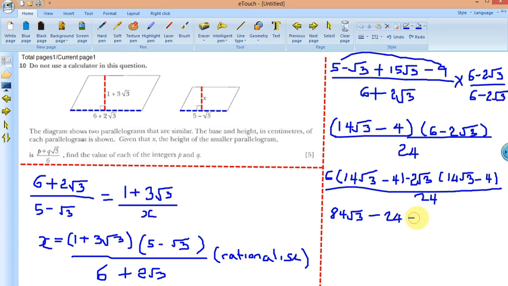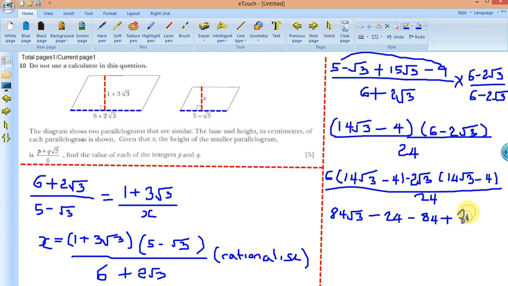So you have a minus 28 times 3. Minus 28 times 3, that is 84 again. That is interesting. So this one is 84. Okay, so 2 root 3 times 14 root 3, that is 84, plus this will give me 8 root 3, okay, 2 times 4 is 8, 8 root 3. Okay, all divided by 24.